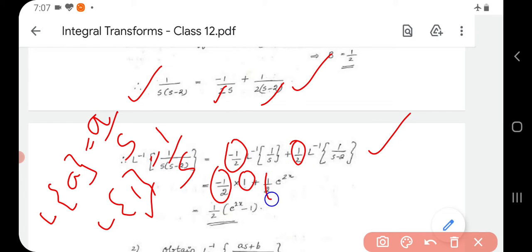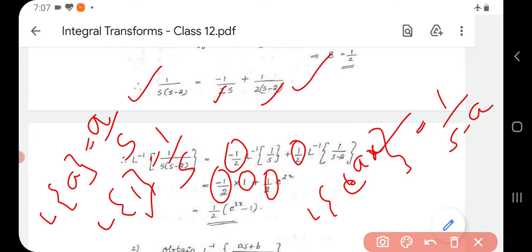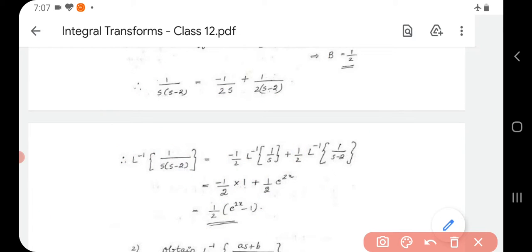Then the half is written as such. Then L inverse of 1 by s minus 2. This is of the form: Laplace transform of e raised to ax is 1 by s minus a, right? So L inverse of 1 by s minus a will be e raised to ax. Here your a is 2, so your answer will be e raised to 2x. Then simplify it. You will get the answer as half of e raised to 2x minus 1. So what you have to know is that you must be thorough with the Laplace transform formulas and with the partial fraction splitting method. Then it will be very easy for you to solve such problems.